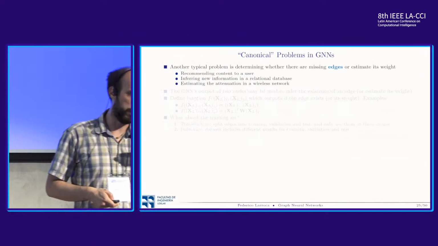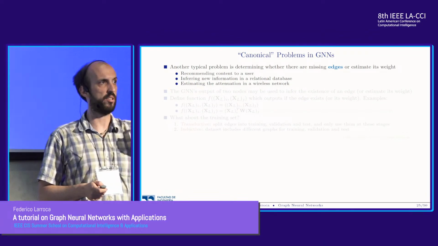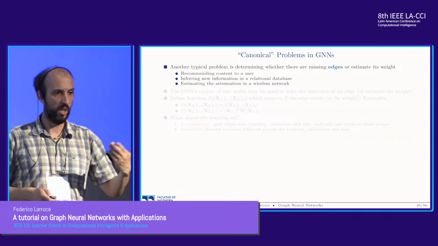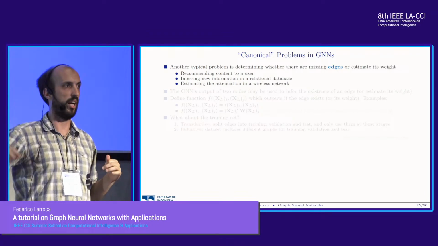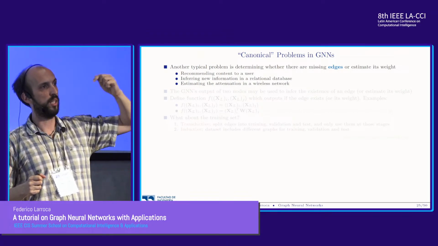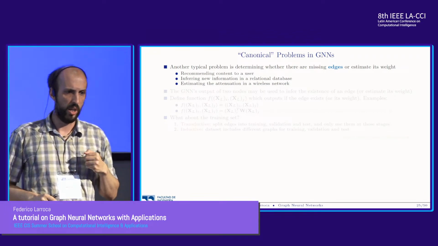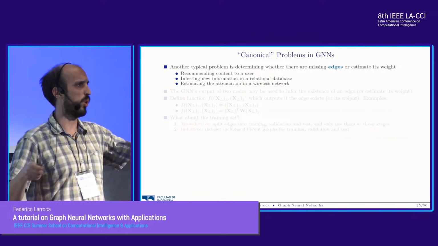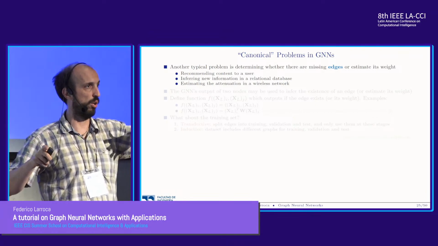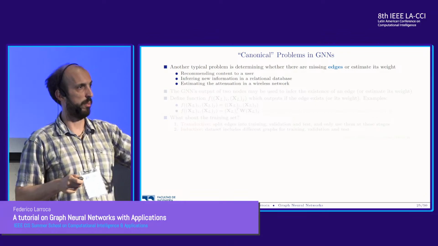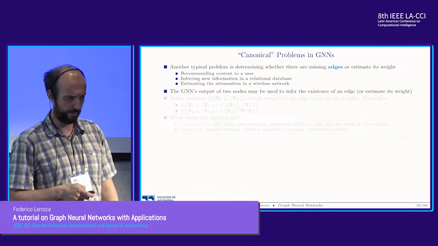The other typical problem in GNNs is to try to predict or estimate something about the edges. For instance, again, if our graph has users as nodes and content as other nodes, we would like to know if this user will like that content. That's an edge prediction problem. We may, for instance, have measurements of attenuation between points, and there are some that we don't know. We may estimate them through a graph. There are several examples here, but you get the idea.